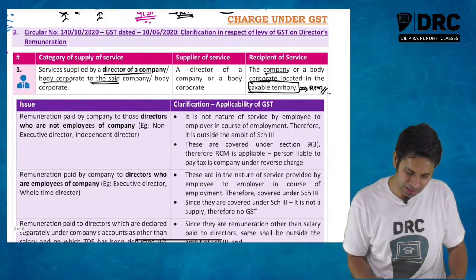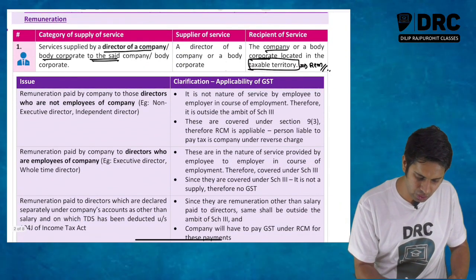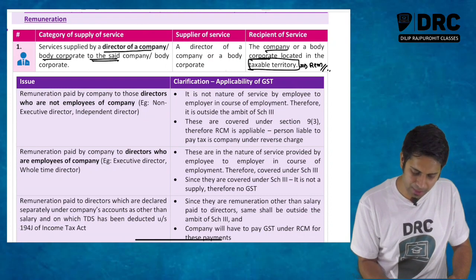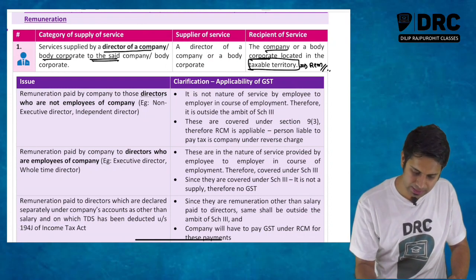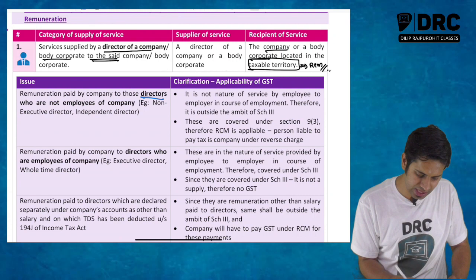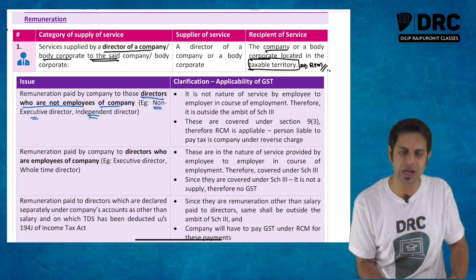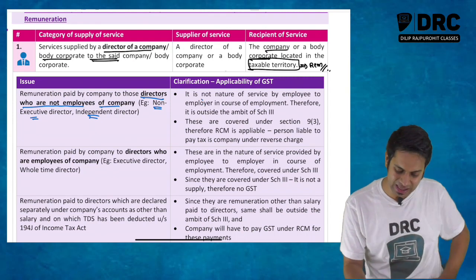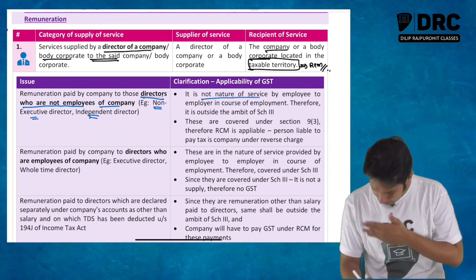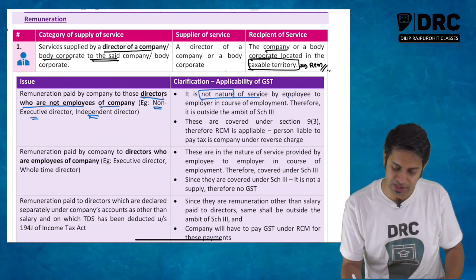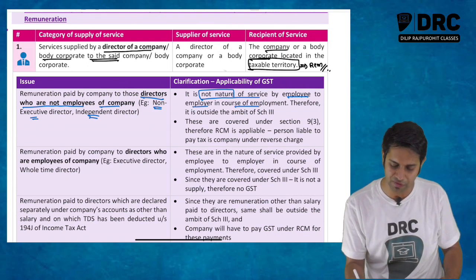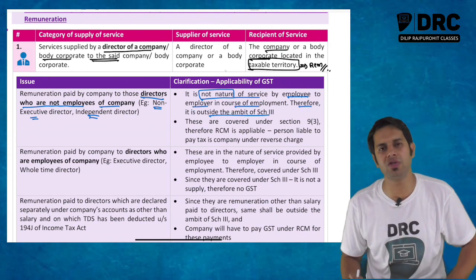Now, what is this amendment telling? Okay, the issue. What was the issue? Remuneration paid by the company to its directors who are not employees of the company, that is non-executive directors or independent directors, etc. It is in the nature of service. It is not in the nature of services by an employee to the employer in the course of employment. Therefore, it is outside the ambit of Schedule 3.